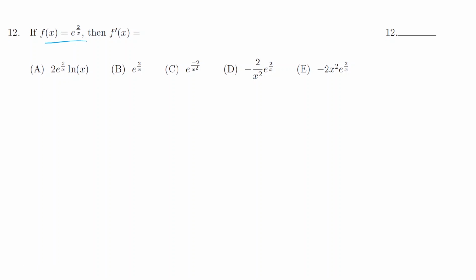All right, what do we know? We know that this 2 over x is not x, it's u. So if f of x is equal to e to the power of u, therefore f prime of x is equal to e to the power of u times u prime.